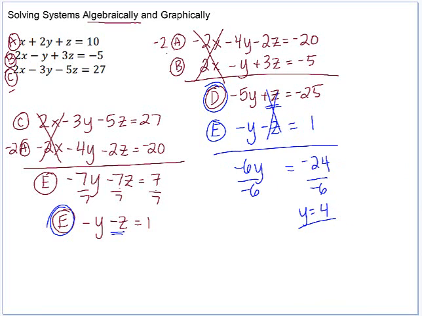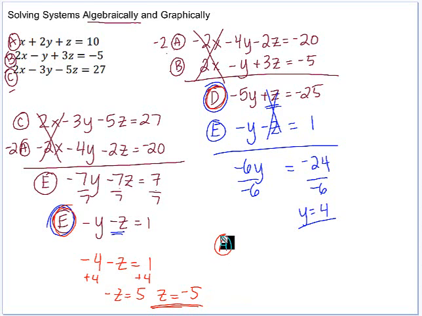One of our solutions. Now that we have this, we take this y value and we either go back to D or to E and plug it in. I'm going to plug it in right here to E. So -4 minus z equals 1. I have to add the 4 over. -z is equal to 5. Therefore, positive z should be equal to -5. Second solution.